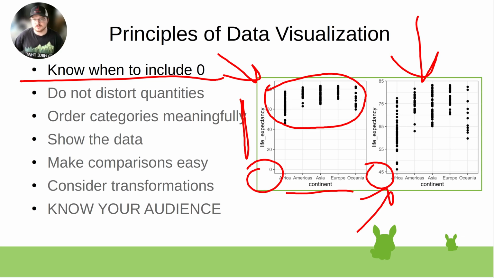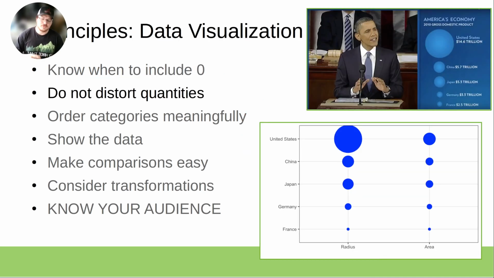Okay, so this is why it's important to know when to include 0. It helps sometimes removing 0 and representing your data in a better fashion. Number 2, do not distort your quantities. And this is exactly what it says. Don't misrepresent your data. That's basically what we're getting at here.